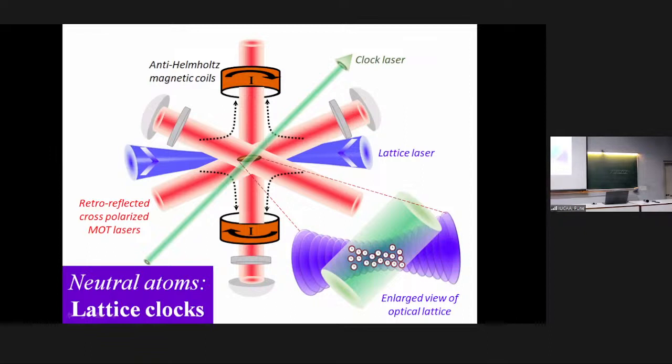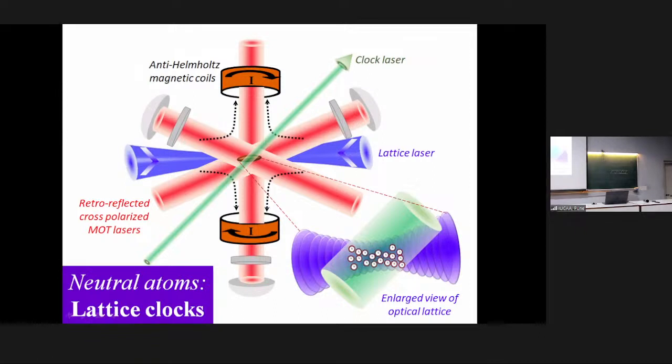So let's come to the neutral atoms. First thing you have to do, you have to collect a lot of neutral atoms. You have to trap them, cool them. What technique do you use to collect lots of neutral atoms, confine them and cool them? Magneto-optical trap. And that's what these red things are showing basically. I already described that very well.